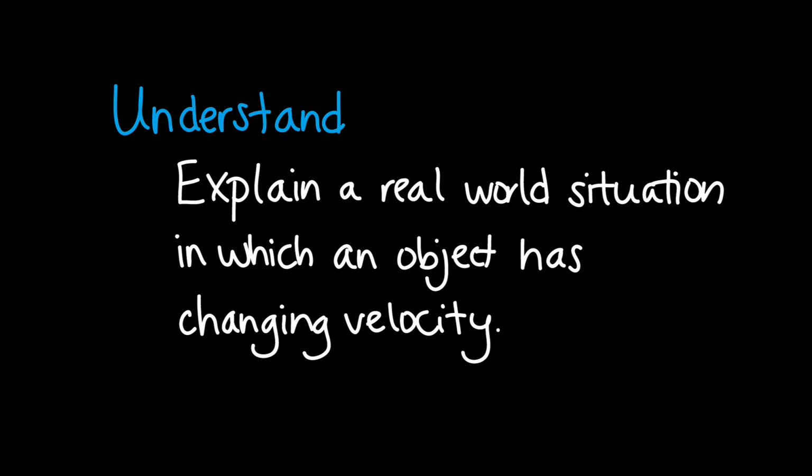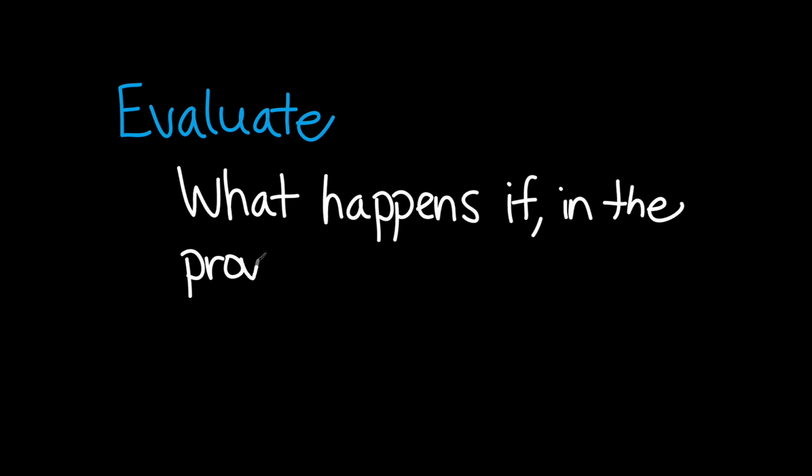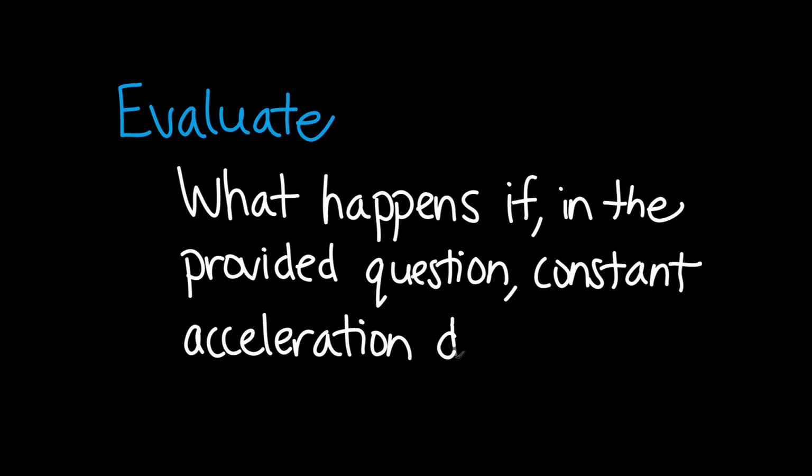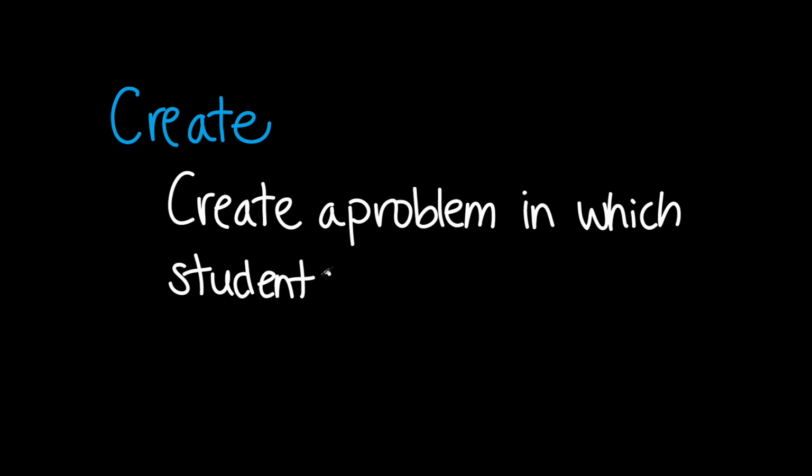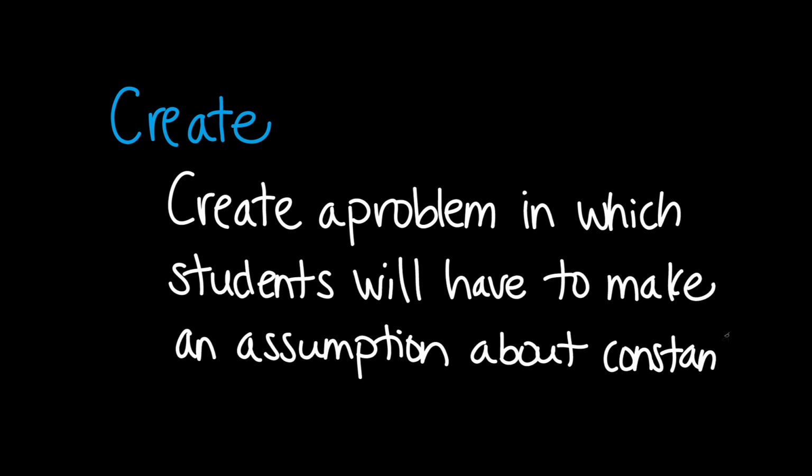Now I'll provide 2 example questions of higher cognitive level questions. An example evaluate question is, what happens if, in the provided question, constant acceleration does not apply? An example create question is, create a problem in which students will have to make an assumption about constant acceleration.